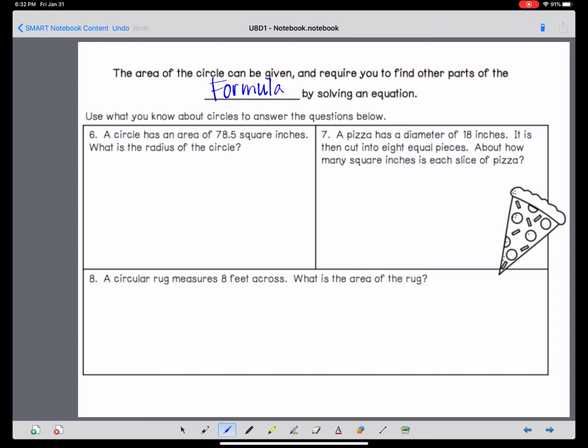Well, let's go ahead and write out what the equation is to find the area of a circle. And that is pi times your radius squared, pi r squared. Okay, so it has an area of 78.5 square inches. What's the radius? Well, let's set up what we do know. We know the area is 78.5. The area is equal to pi times our radius squared. So the next step that we're going to do, I know pi is 3.14.